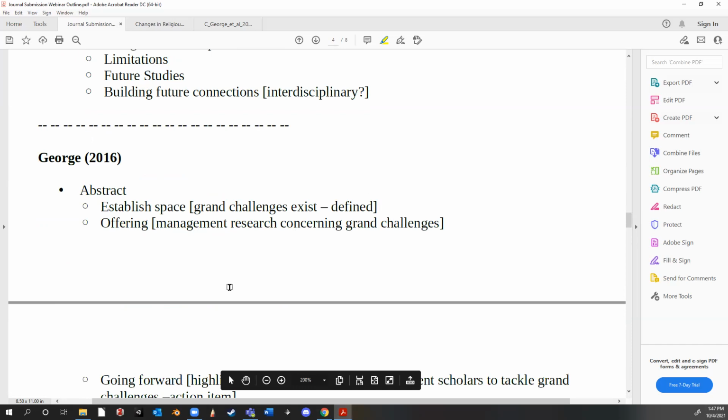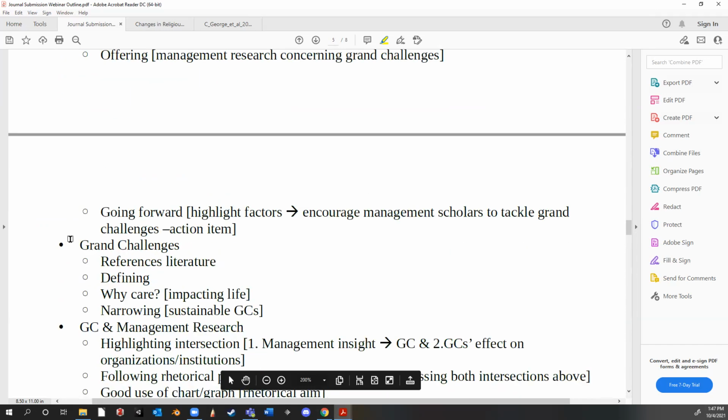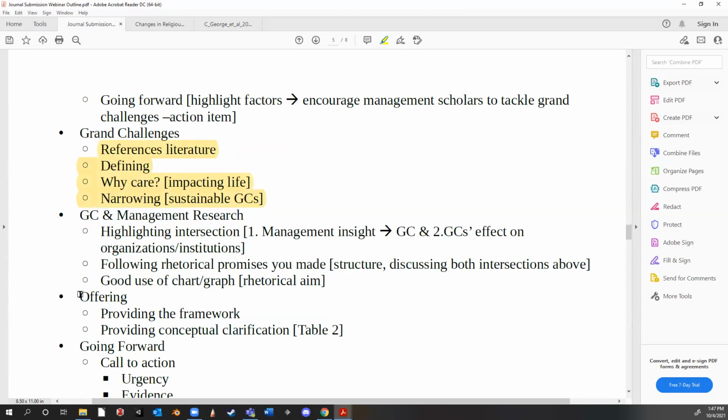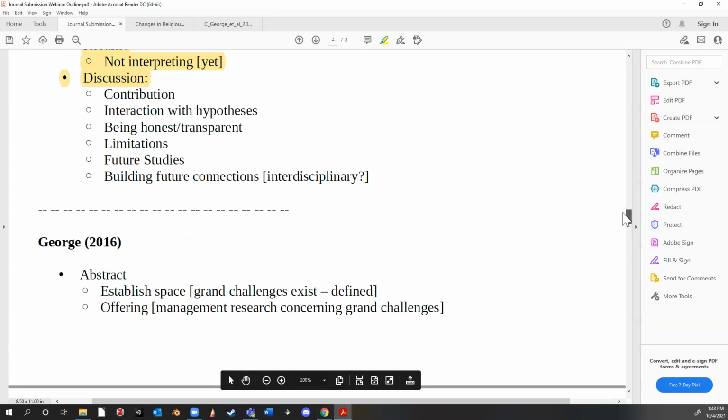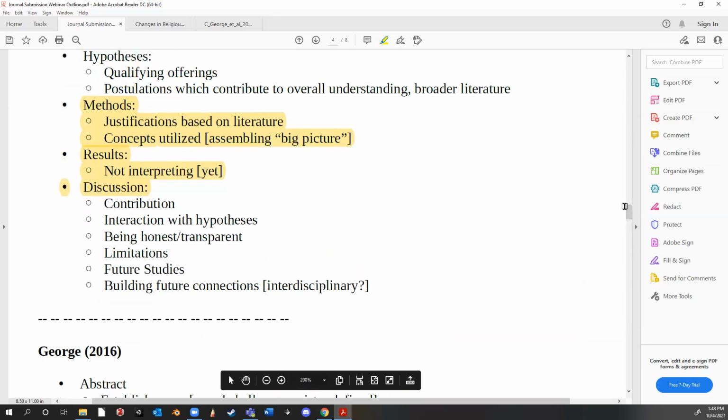Okay, even the third article starts the same way, right? It identifies previous literature and what's at stake, then goes into what it itself is doing. And then this one finally has a going-forward call to action, right? Demonstrating the significance, okay?